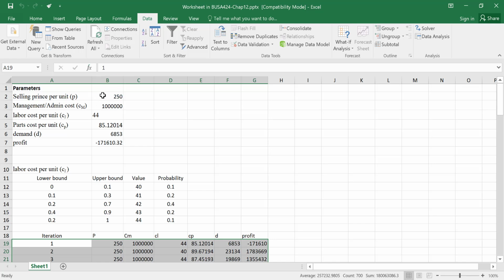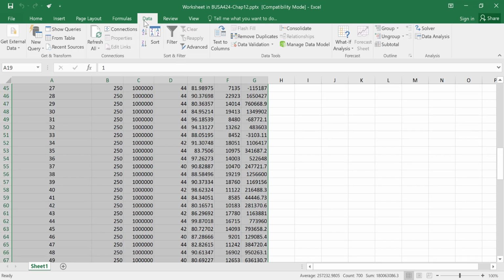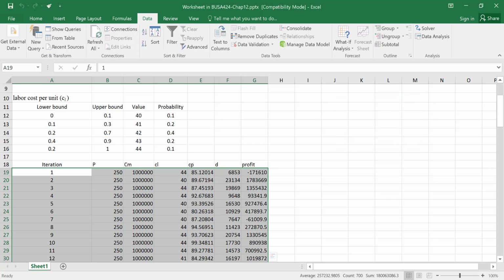So you set up the parameters, you find if they have a specific distribution, you generate the random numbers here, and then you create a table and put the random number for each cell that you have. So again, in the Data, What-If Analysis, Data Table, you put in the column input cell and then click on this area, and so this is the way we can do it.